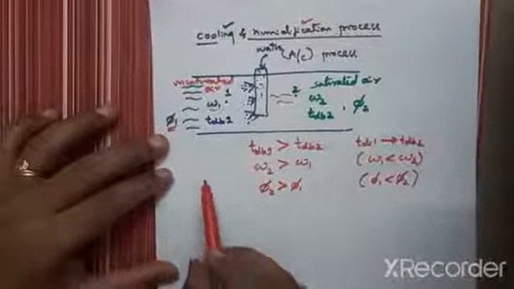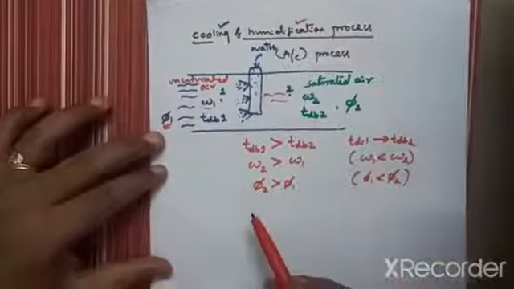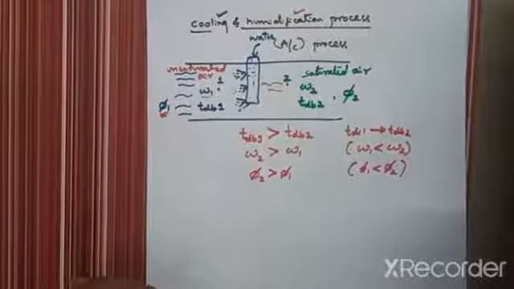Now these three properties we will represent on the psychrometric chart. So I will take one psychrometric chart here.